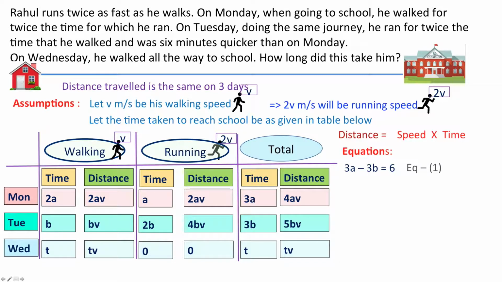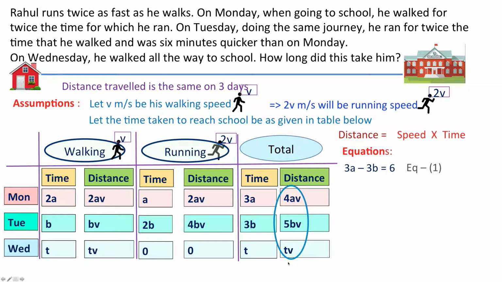So we have filled all the missing components in the table. The information that we have is complete now, in the sense that there is no missing block here. So we'll try and progress further using the fact that the distance traveled on each of the 3 days is the same, which means the total distances 4av, 5bv and tv are all equal.